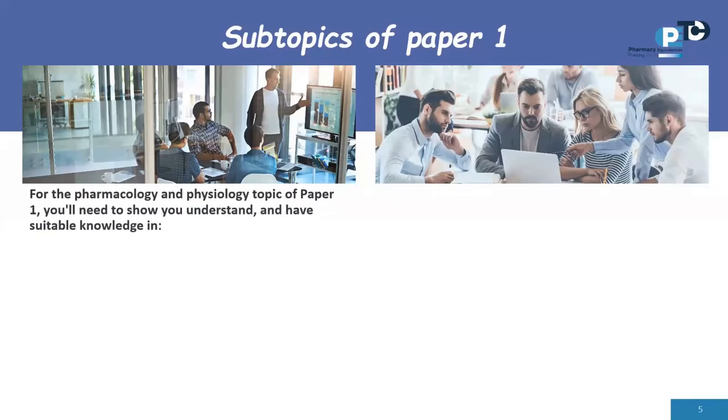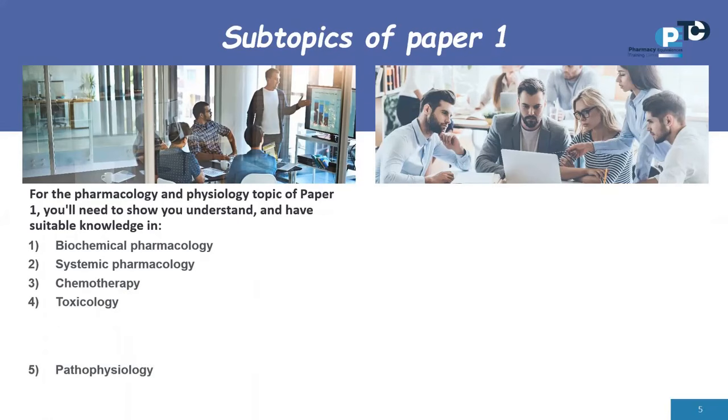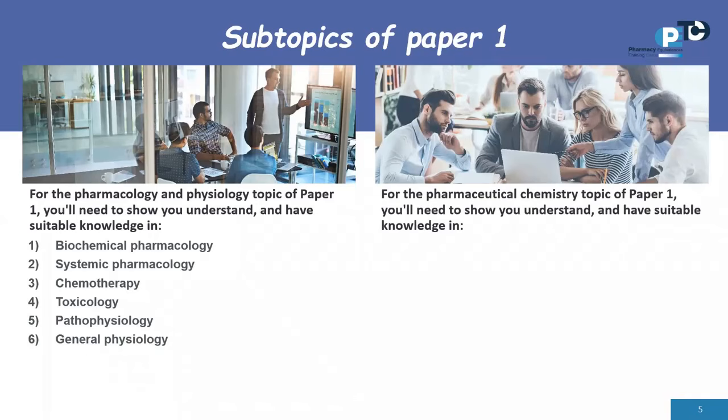Firstly, the subtopics of paper 1: pharmacology and physiology, and pharmaceutical chemistry. You will need to understand the following subtopics related to biochemical pharmacology, systemic pharmacology, chemotherapy, toxicology, pathophysiology, and general physiology. Those are the main subtopics of pharmacology and physiology in paper 1.